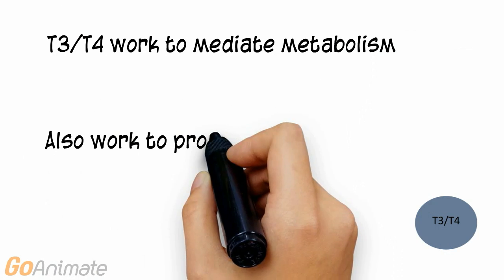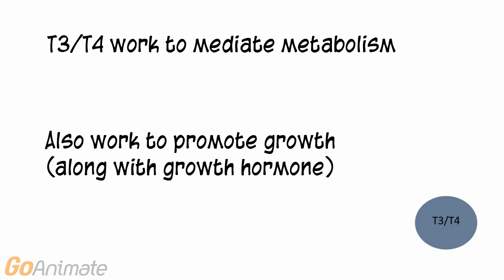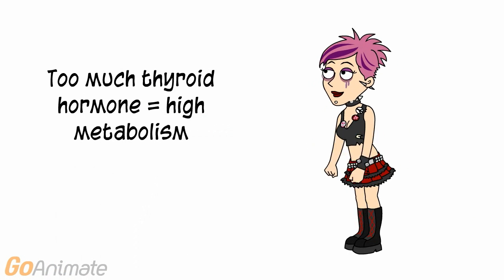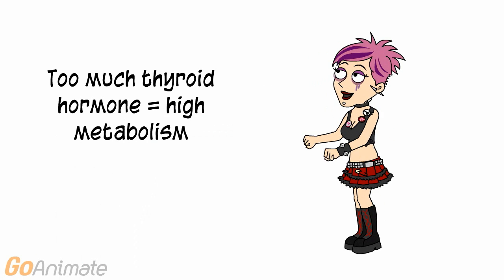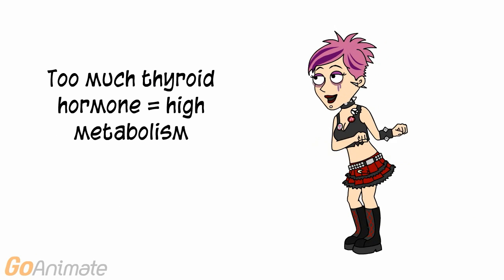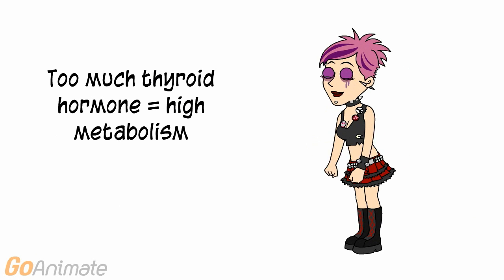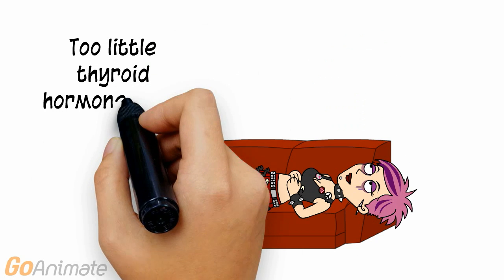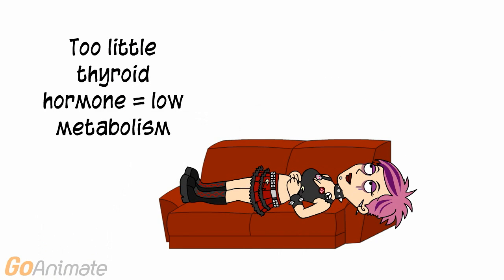T3 and T4 also work with growth hormone to promote tissue growth. T3 and T4 work to control metabolism. Too much T3 and T4 would cause an increase in metabolism and calorie expenditure. Too little would cause a decrease in metabolism.